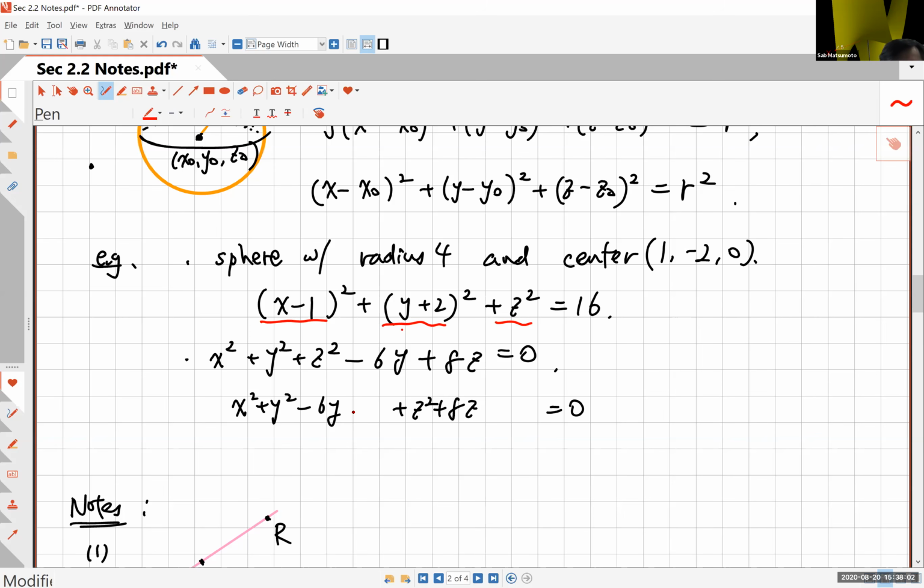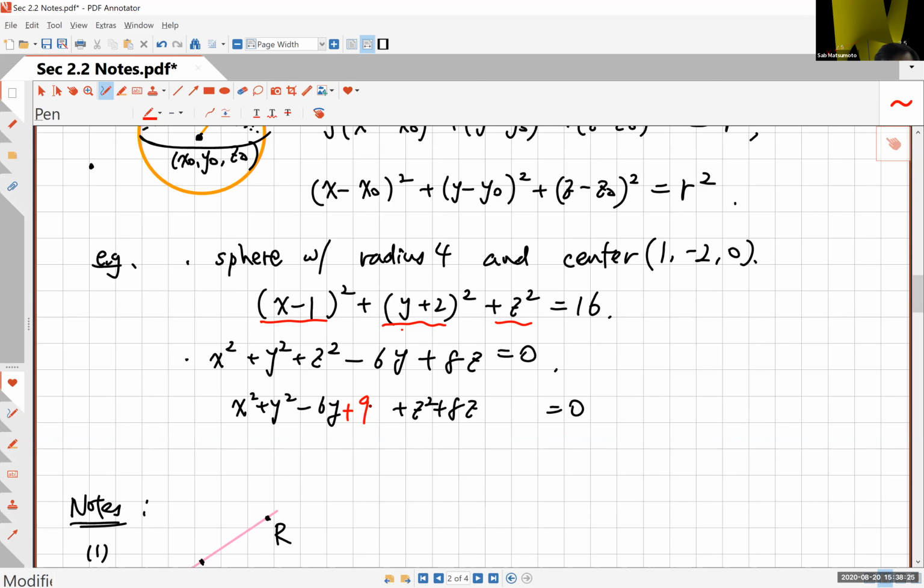And when you have some loose terms like negative 6y and positive 8z, what you need is to complete these squares, right? So how do you complete this y squared minus 6y? Yeah, of course, you have to add 9 because that's half of negative 6 squared, all right? So that would make that into a complete square.